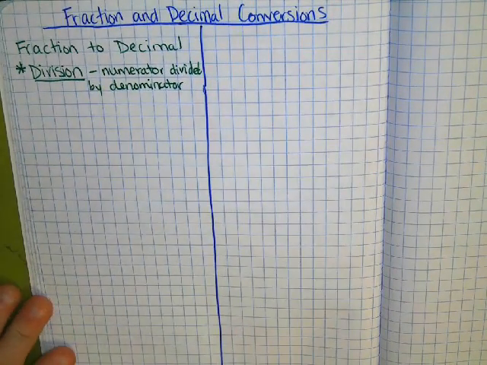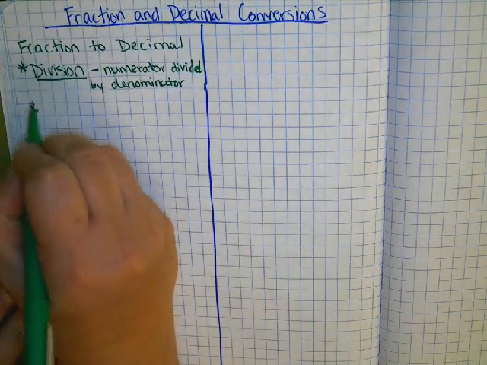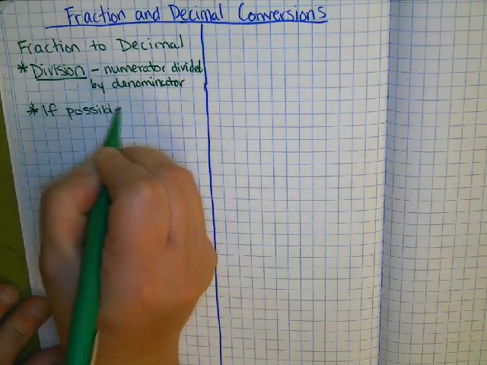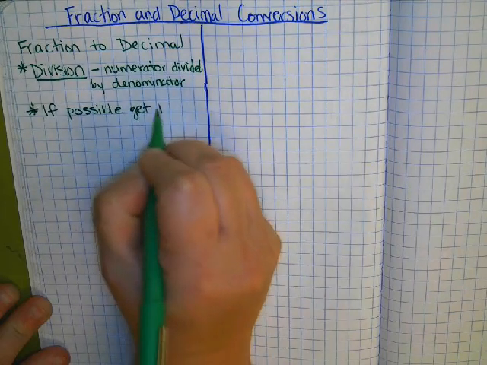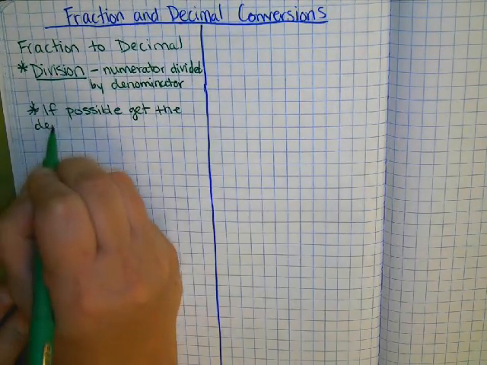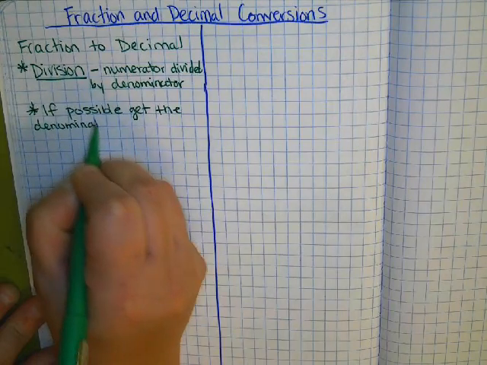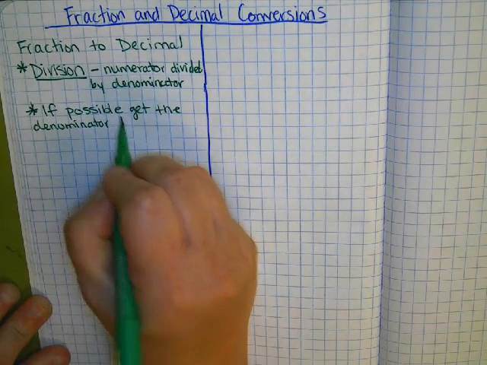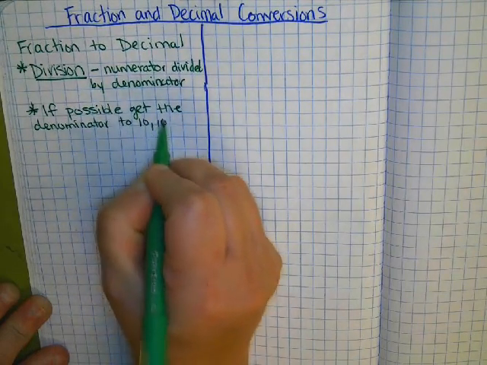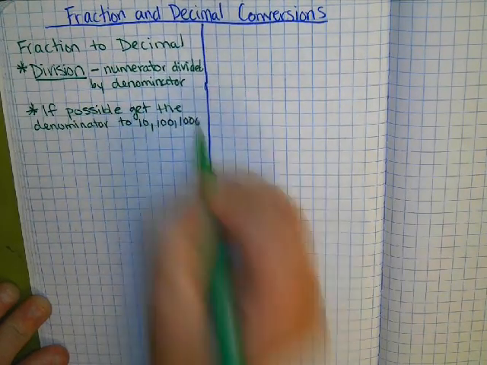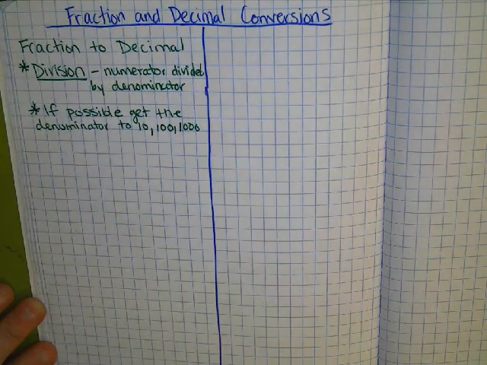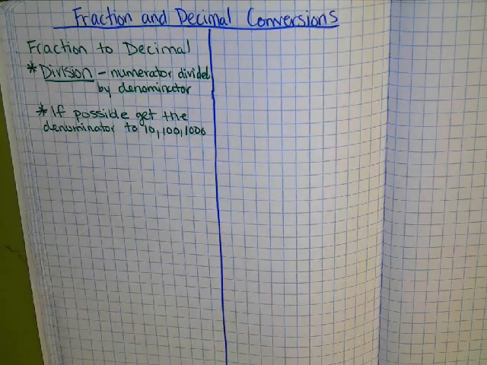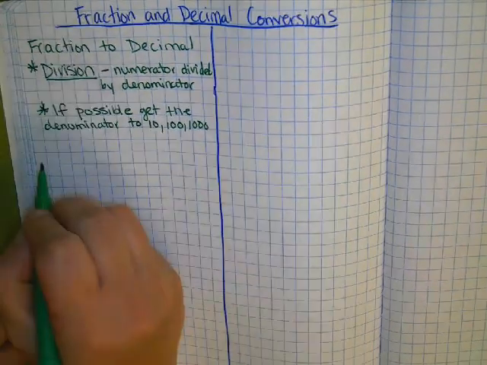Now, something you could do, if possible, that makes it easy sometimes: get the denominator, so the bottom number, to 10, 100, or 1,000. If you can do that, it would be nice and easy. So pause if you need a second to get all those notes. Otherwise, we're going to keep going with example number 1.